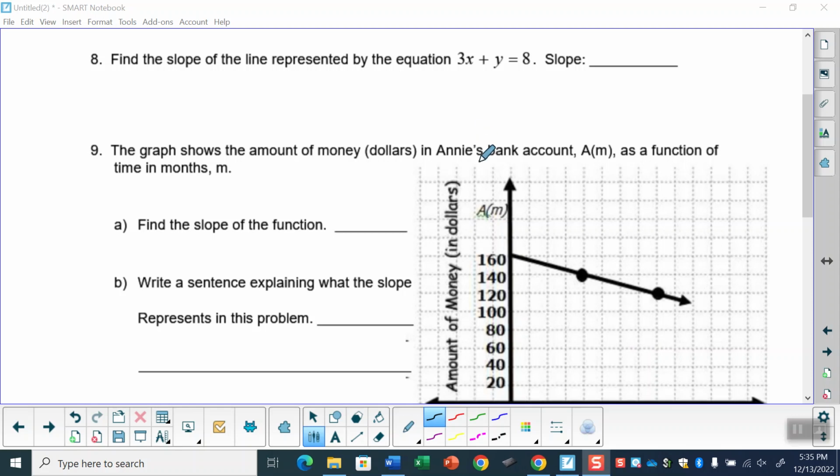Okay, guys, so I think in class you probably got through 1 through 7, I would hope. So I'll just start on 8. We'll try to get through these. Here it says find the slope.